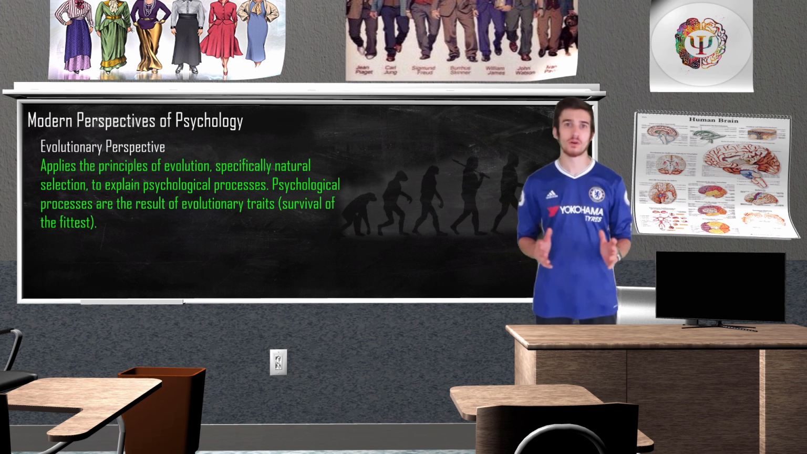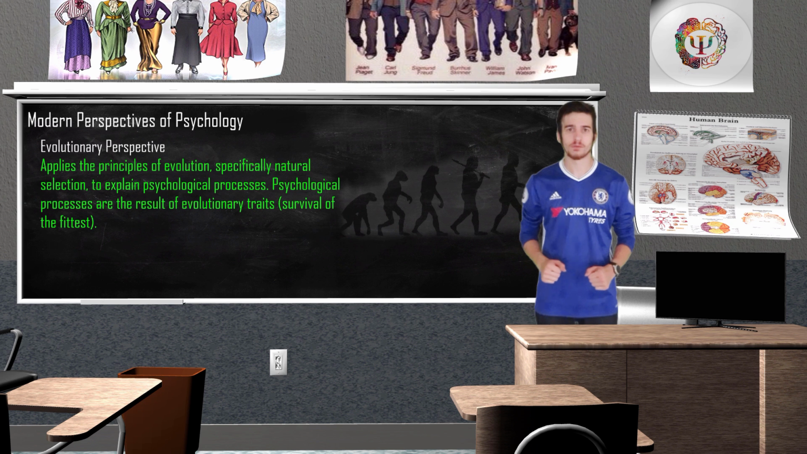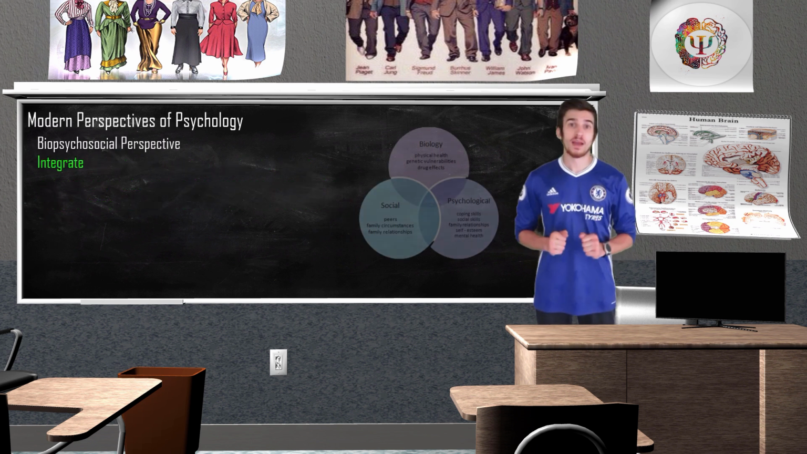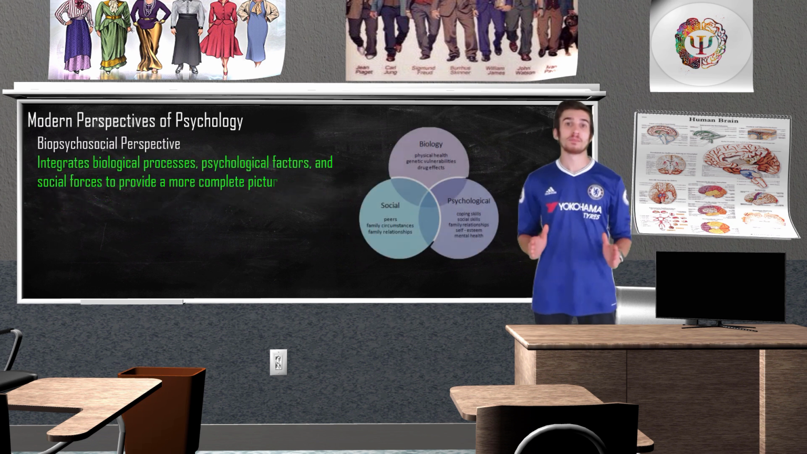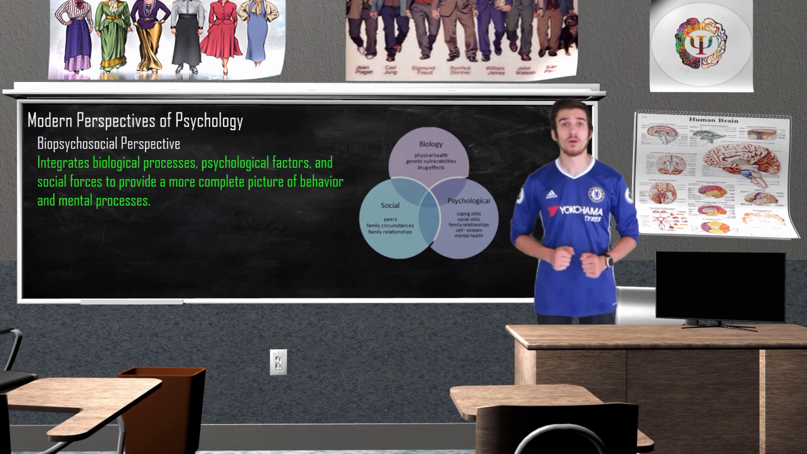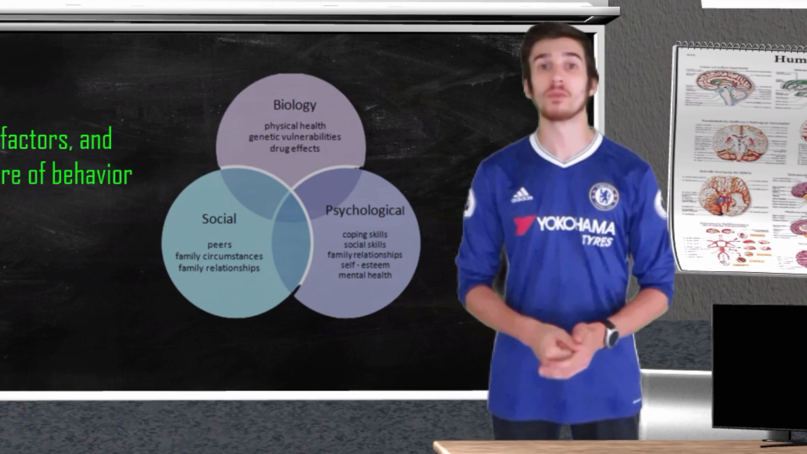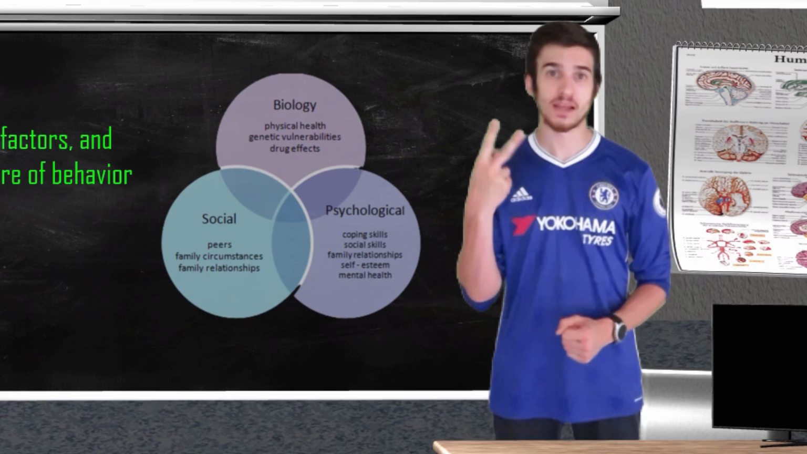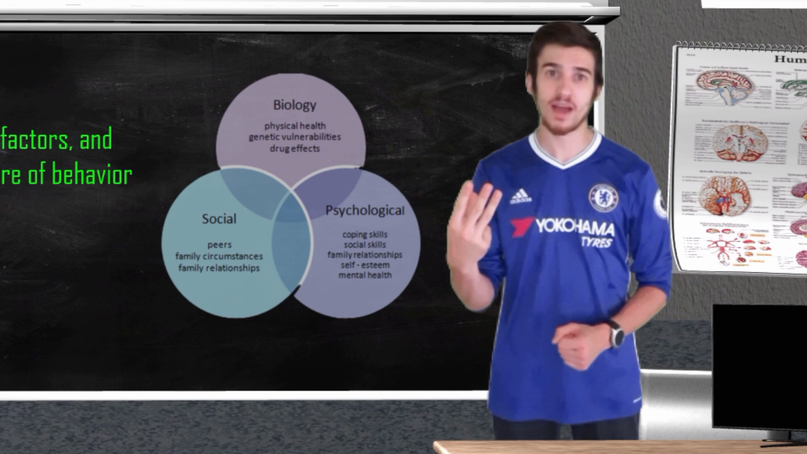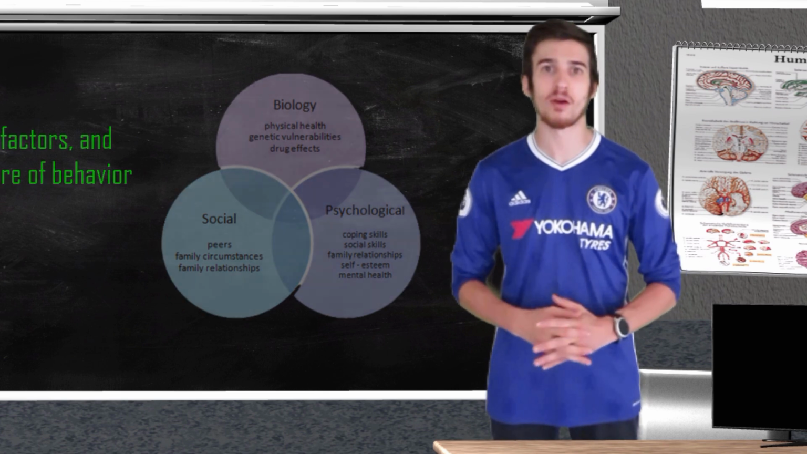Based off of Charles Darwin's research, the evolutionary perspective attempts to explain behavior patterns as adaptations naturally selected because they increase reproductive success. So not all perspectives are going to explain every aspect of behavior. So psychologists often adopt multiple approaches in order to compensate. The biopsychosocial approach is exactly what it sounds like. We are looking at biological factors, psychological factors, and social factors, and seeing how they influence our behavior.